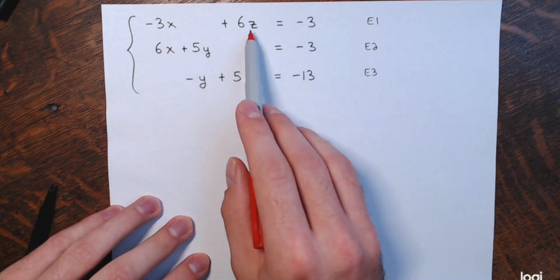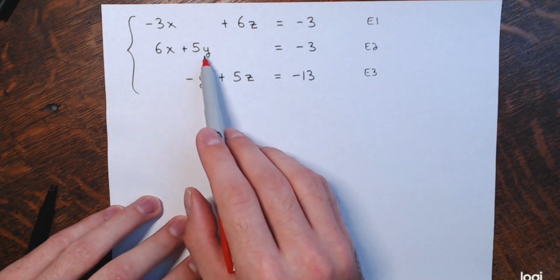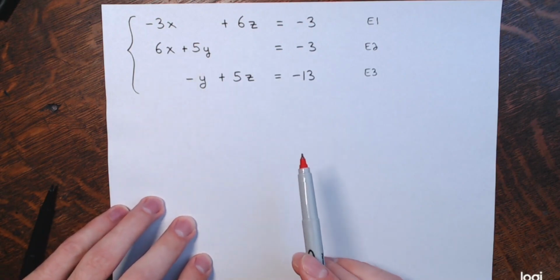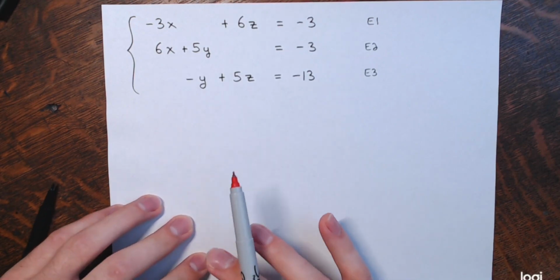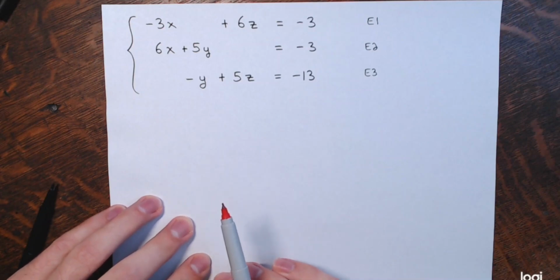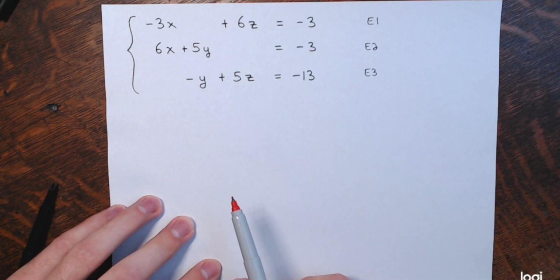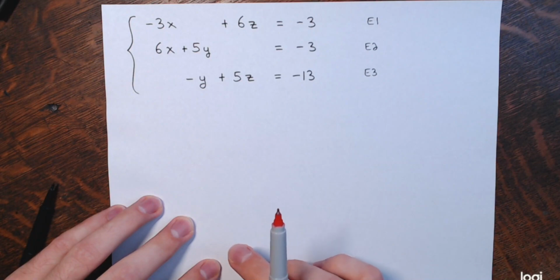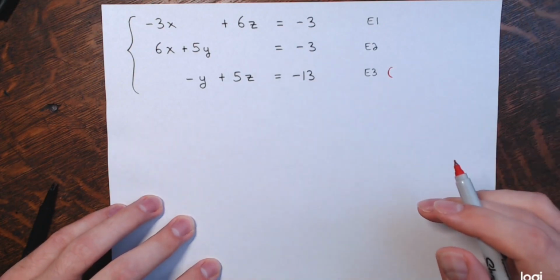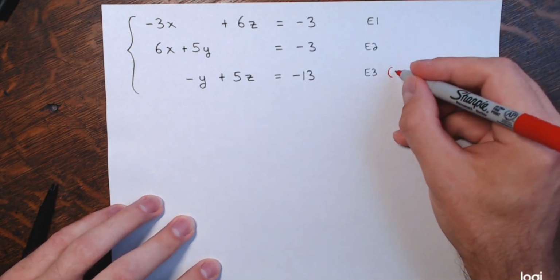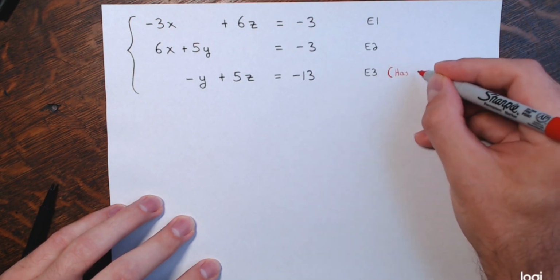The first equation has just x and z. The second equation has just x and y. The third equation has just y and z. So I'm going to keep one of these equations the way they are, and then eliminate a variable from the other two, because each of these equations already only has two variables. So I am going to keep equation 3. And again, you could keep whatever one you want, but I'm going to keep this. This has variables y and z only.